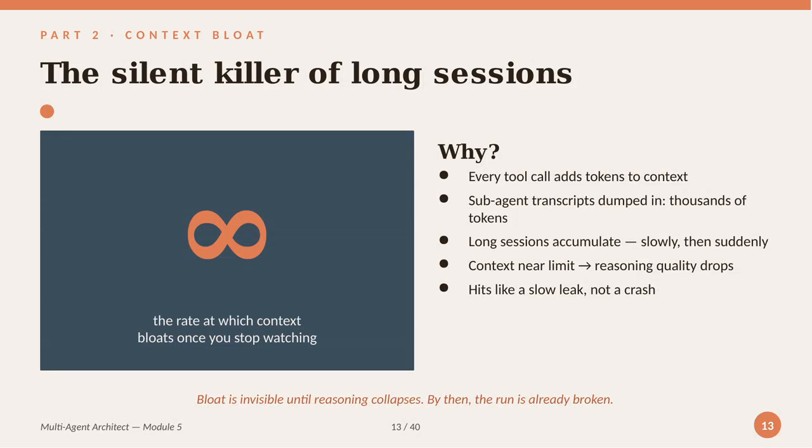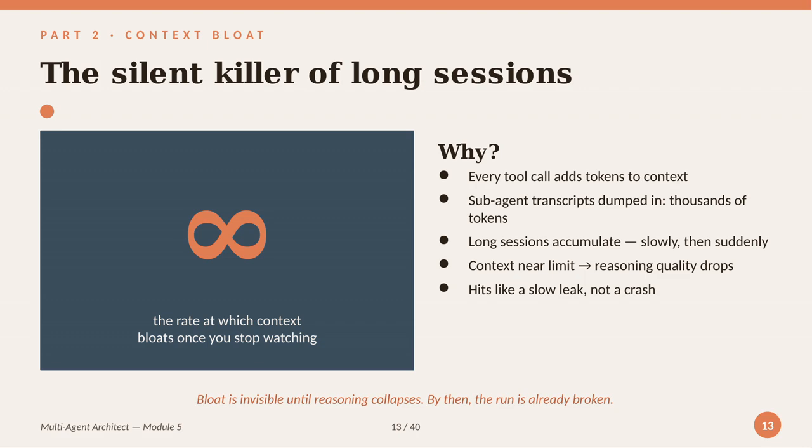Context bloat. The silent killer of long-running multi-agent systems. Why it's silent. Every tool call adds tokens to context. Every subagent transcript dumped into the parent adds thousands. Long sessions accumulate slowly, then suddenly.